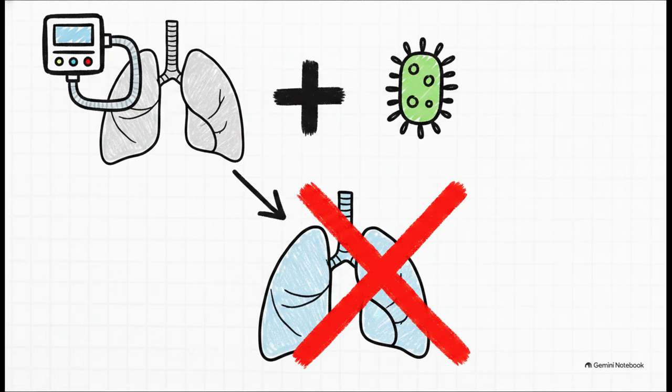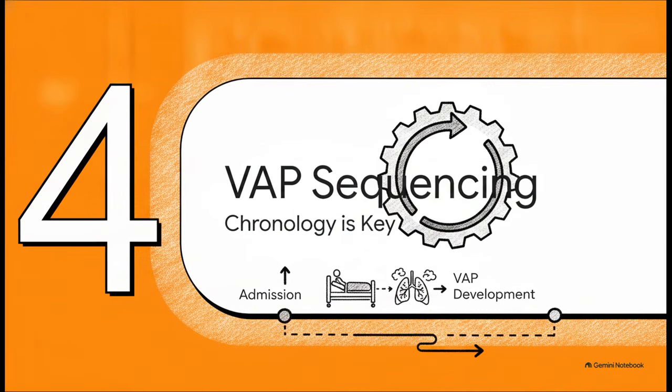You must never assign an additional code from categories J12 through J18 to identify the type of pneumonia. The guidelines strictly prohibit using those standard pneumonia codes when the condition is VAP. It's a hard never. Section 4. Post-admission VAP sequencing. Chronology is key.